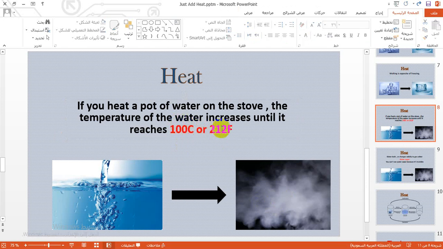100 Celsius degrees or 212 Fahrenheit. That's what I mean. Okay guys, remember that. The water starts to boil and change from liquid to gas at which degree exactly? 100 Celsius degrees, or in the Fahrenheit scale 212. This is the beginning of water changing from liquid to gas.